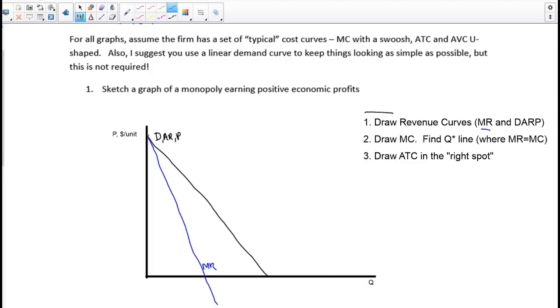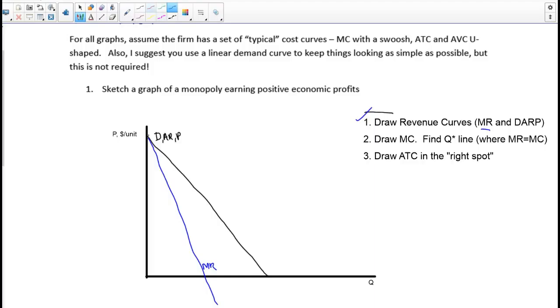It's just possible that if I lower my price to sell one more unit, I actually could lose some revenue in total, and that's what marginal revenue being zero means. And we saw that back when we looked at elasticity along the demand curve. All right, so we've done step one here, draw the revenue curves.